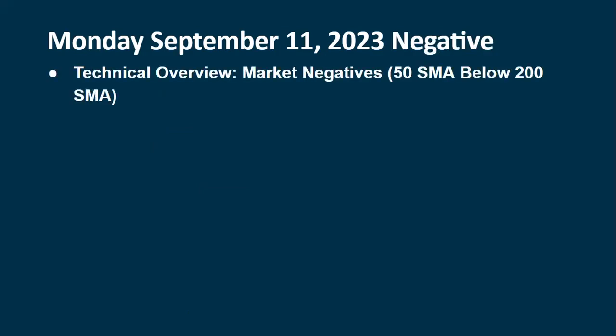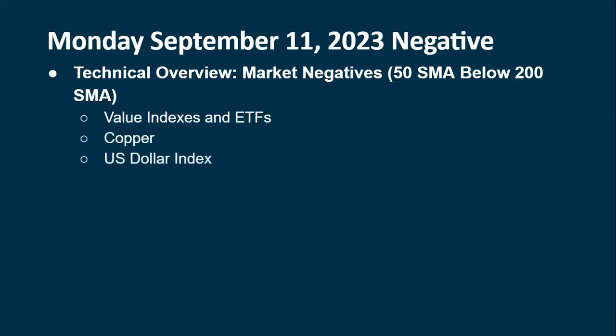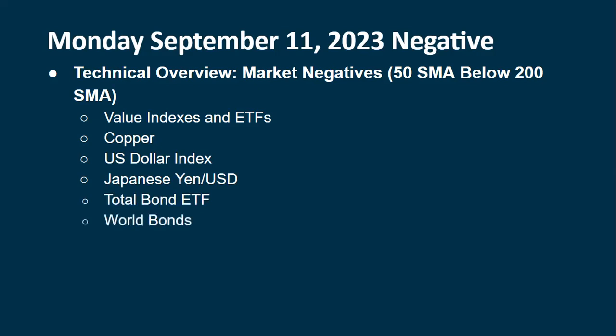What is negative? This is when the 50-day simple moving average crosses below the 200-day simple moving average. The value indexes are still negative. Copper is negative. The dollar index is negative. The Japanese yen to the US dollar, the total bond ETF, world bonds, the micro caps, the really small companies.